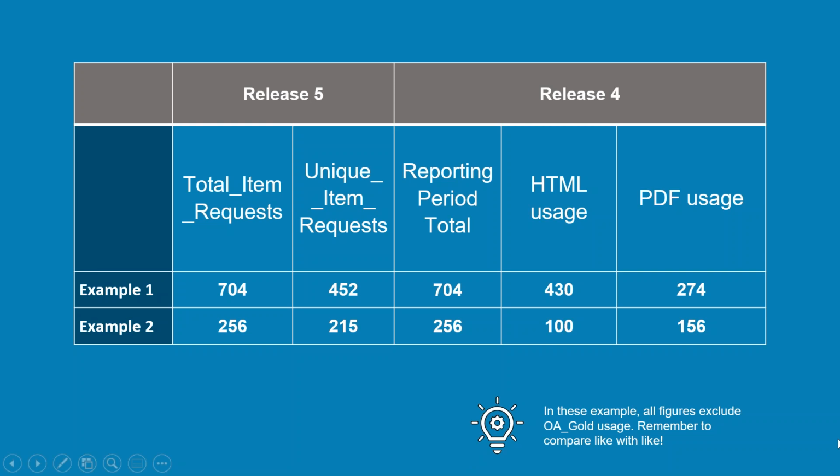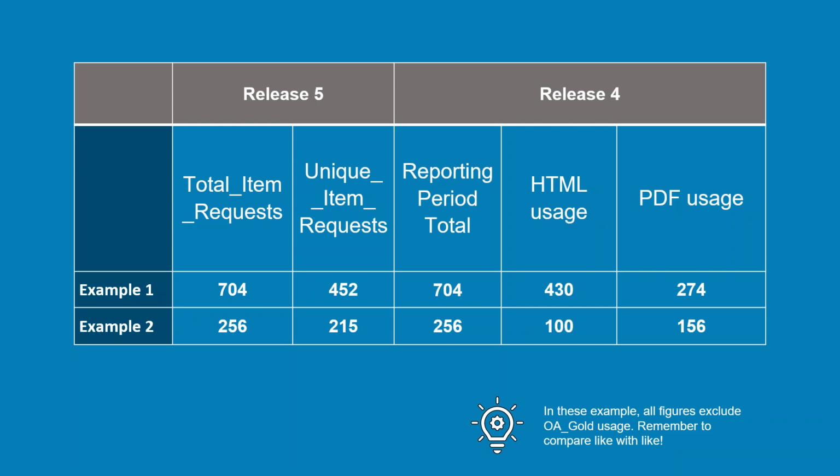Okay, so in this example, we've got a couple of examples here, release 5 and release 4 side by side. So for release 5, in the first example, the total item requests are 704, but the unique item requests are 452. The way that would have shown up in release 4, your reporting period total is 704. The HTML usage is 430, and the PDF usage was 274.